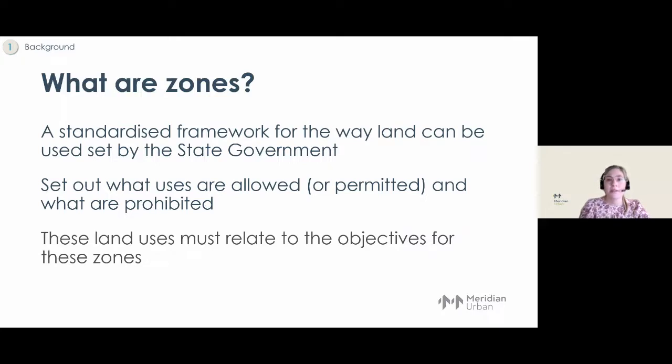These land uses must relate to the objectives of that particular zone. There are different zones that can be used depending on the intent of the land, including rural zones, industrial zones, commercial zones, recreational zones, waterway zones, and conservation zones. Today, we are discussing the conservation zones.